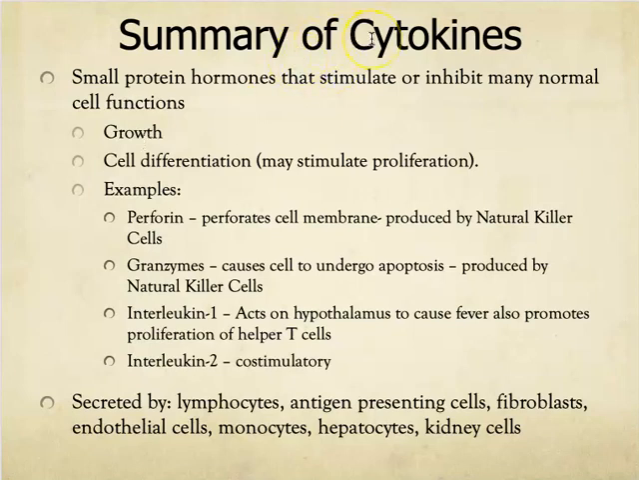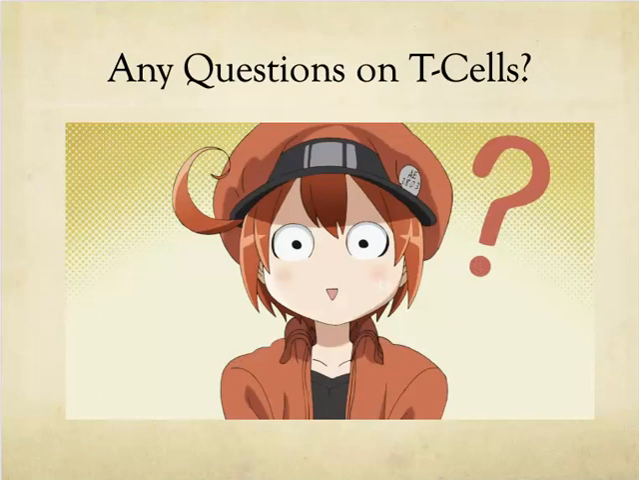And then as far as the cytokines go, there's many different versions of these, but basically they are going to help cells, stimulate cells to divide or to grow. We've seen perforin as an example, granzyme as an example, interleukin-1 is an example, as well as interleukin-2. So this is just a summary slide. And these, depending on what thing it is, it can be secreted by a variety of different cells. Okay, hopefully that made sense.